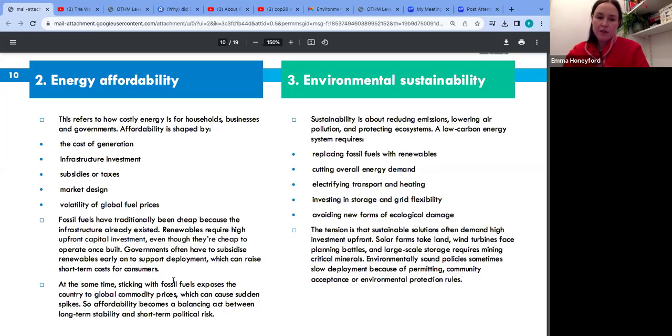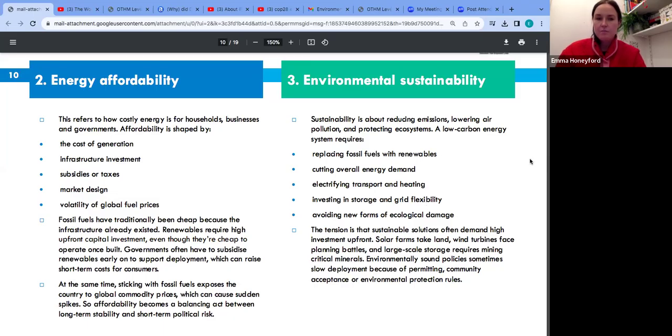Governments often have to subsidise renewable energy to support deployment, which can raise short-term costs for consumers. In the long term it may look cheaper, but as consumers, we may wonder, actually, this isn't good for our pockets, we can't afford this right now. So that has to be considered as well. At the same time, sticking with fossil fuels exposes a country to global commodity prices, which can cause sudden spikes. So affordability becomes a balancing act between long-term stability and short-term political risk.